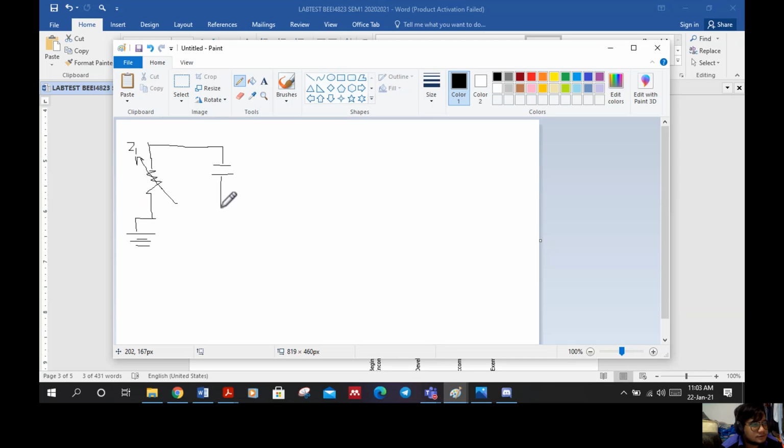So this one is 1, so it will be connected until 19. This one is 19. Then it will be connected to the ground. Okay.